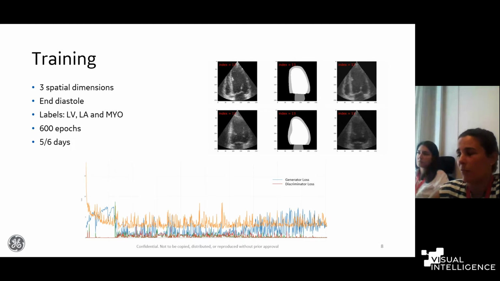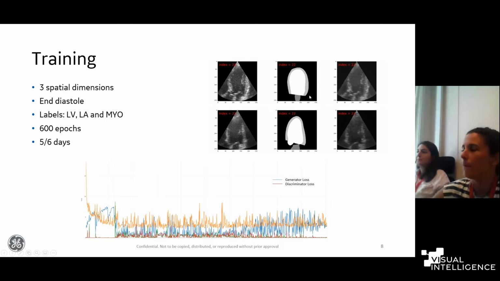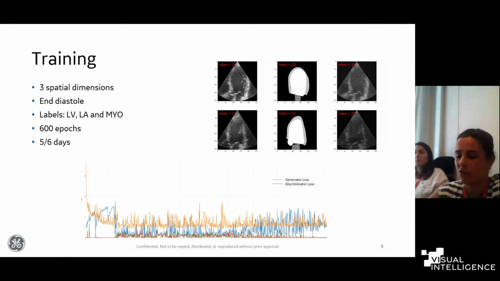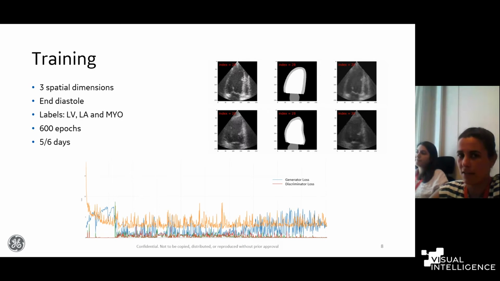Here I've been focused only on the left ventricle, the left atrium, and the myocardium, which are these 3 structures you can see on the labels. But this approach is generalized. You can generalize it to any other structure you would like to include in the synthetic images.